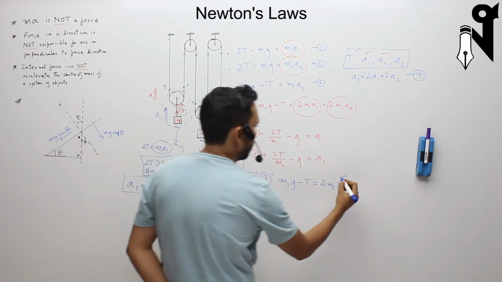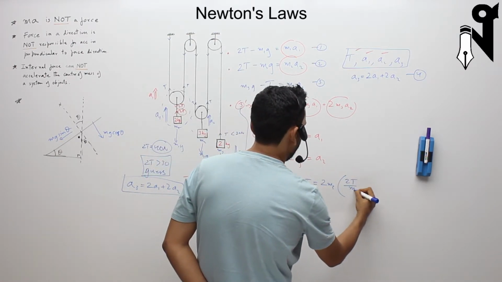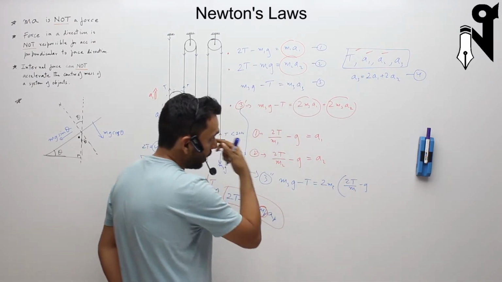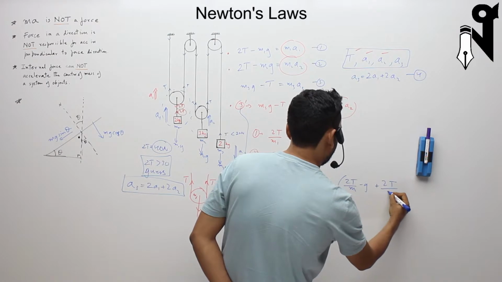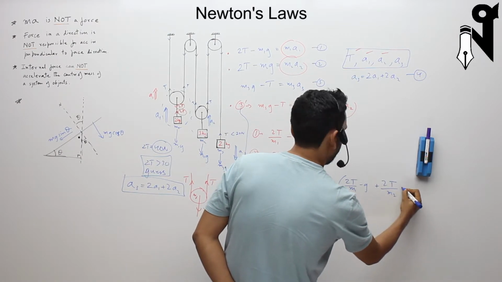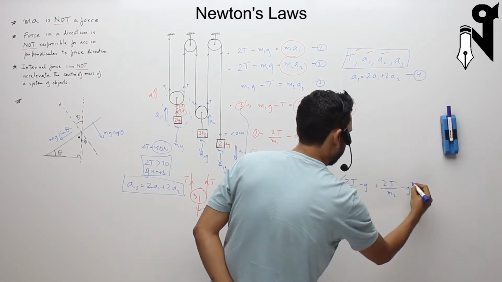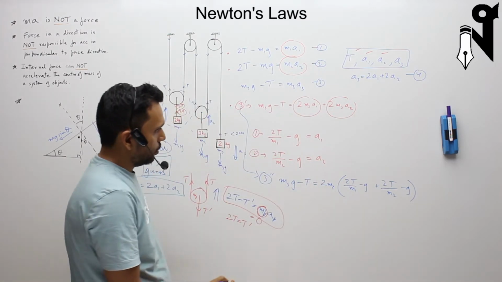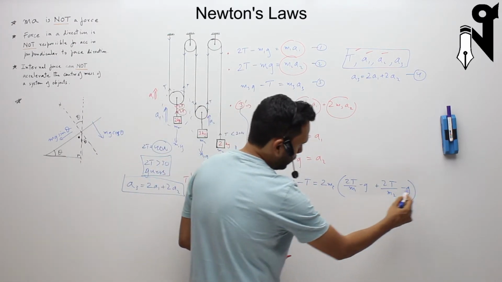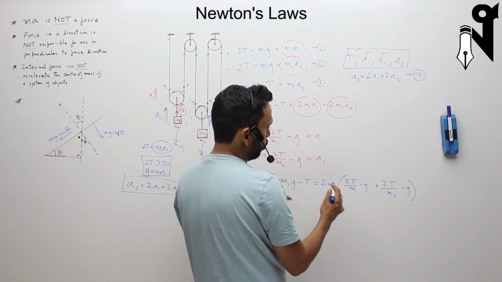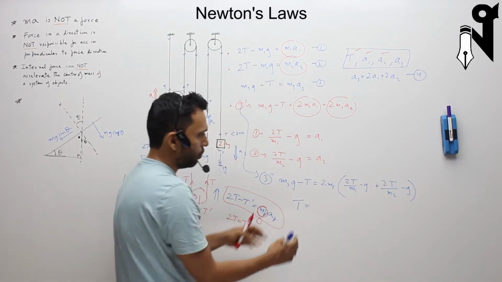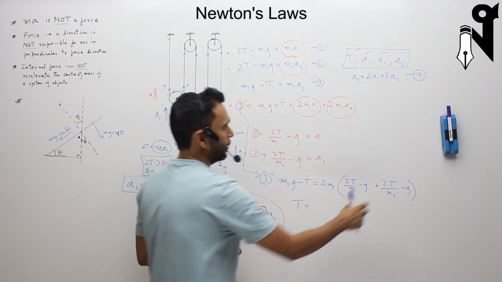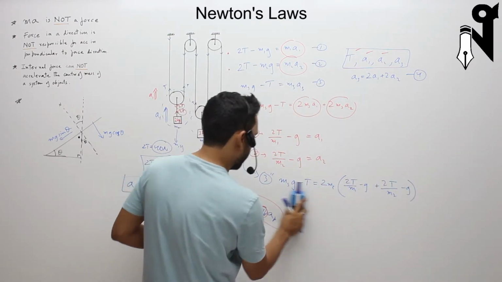So what is a1? 2T by m1 minus g. And what is a2? 2T by m2 minus g. So here we have an equation which has just T in it. T is the only variable in it. So you can very well take out the T from here by putting all the T's on one side. So if you want, I can do it for you.